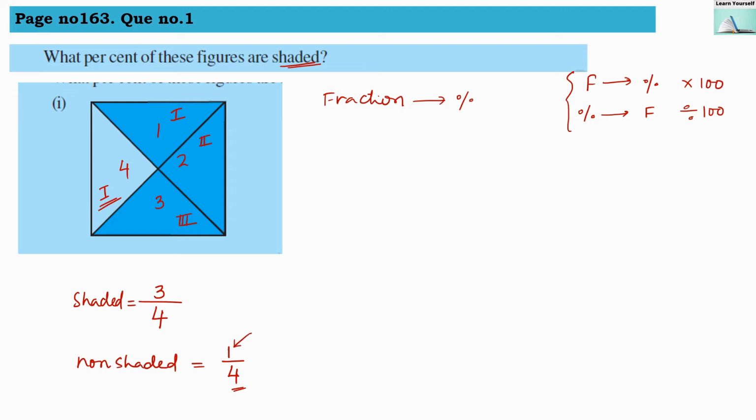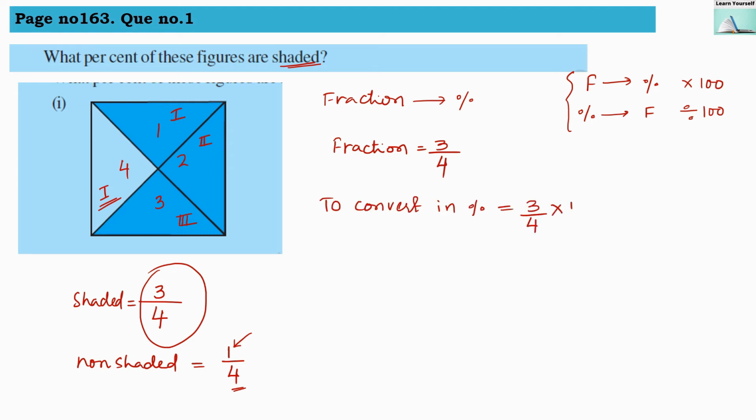So here we want this fraction because we want to find the shaded portion's percentage. Our fraction is 3 by 4. Now to convert this into a percentage, we have to multiply with 100. So 3 by 4 multiplied with 100. Let us simplify this. 25 4s are 100, so 3 into 25 will give us 75%. So our answer is 75% of the figure is shaded.